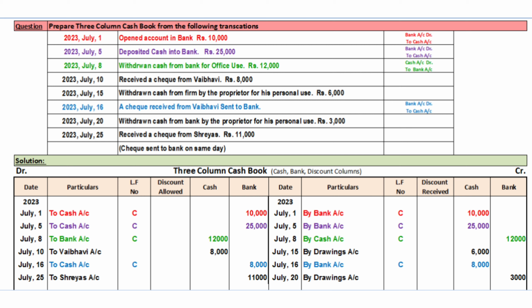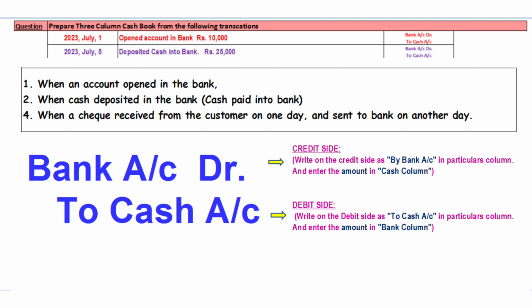Now if we observe the first transaction, opened account in bank, that is a contra entry. How to post it? Simply observe the screen. I am displaying a journal entry related to opening an account in bank. What is the entry? Bank account debit to cash account.